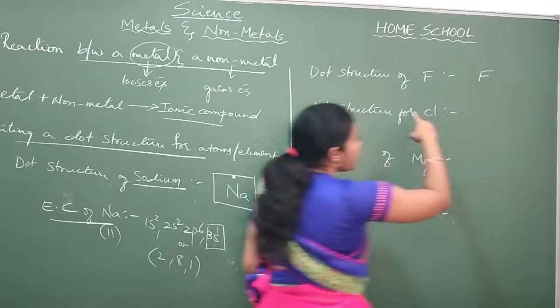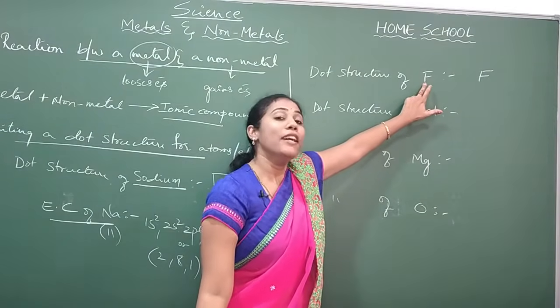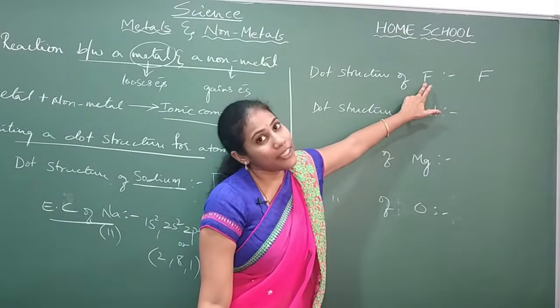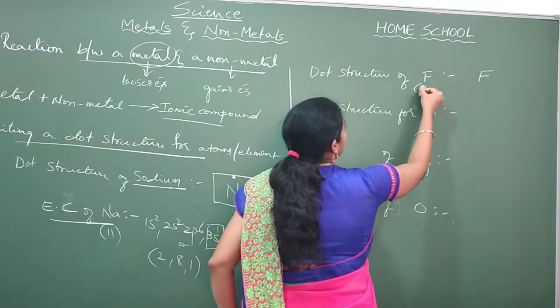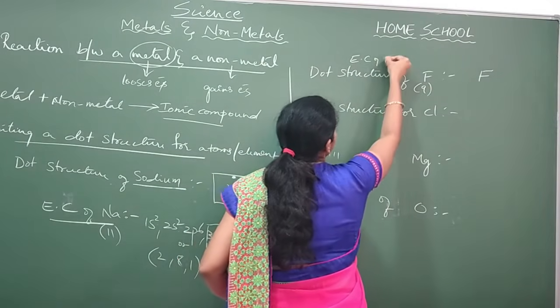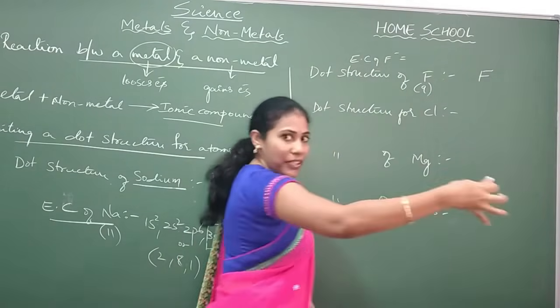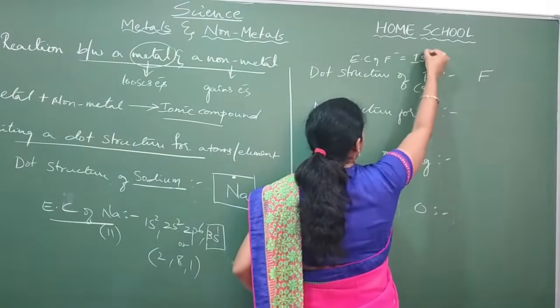So now you must know how many valence electrons are there in fluorine. For that you have to write the electronic configuration. What is the atomic number of fluorine? 9. So what is the electronic configuration of fluorine? 9 electrons you have to fill, right? Follow the trick. First is 1s, its capacity is 2 electrons.